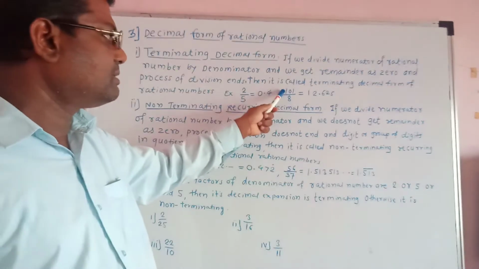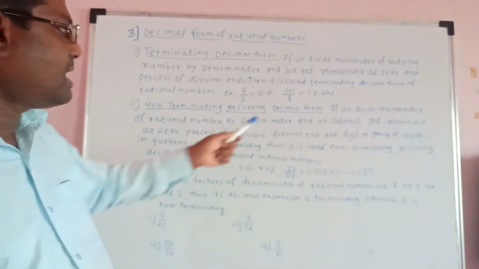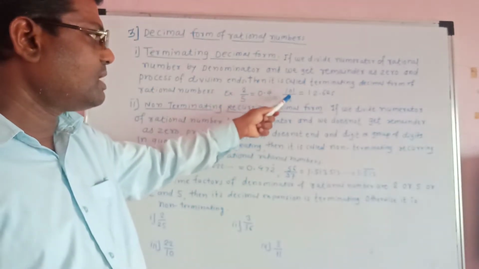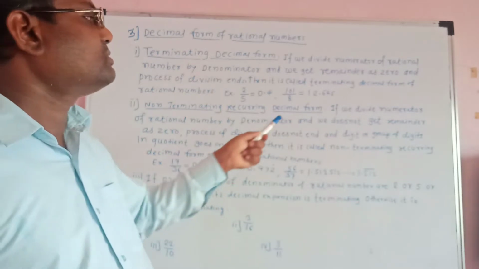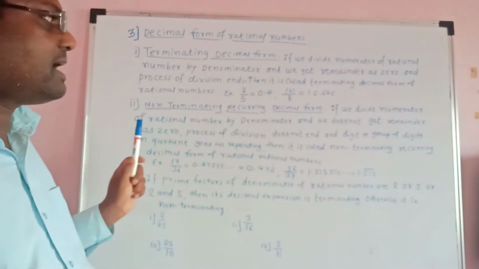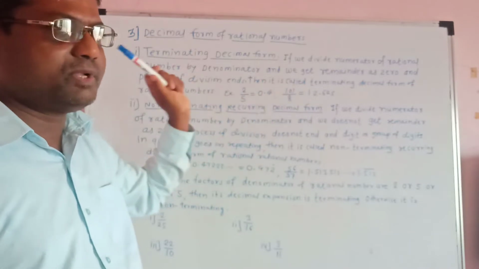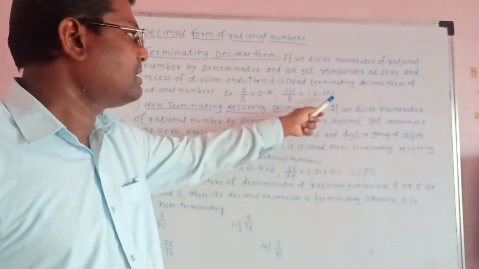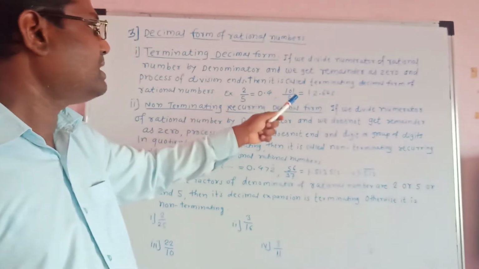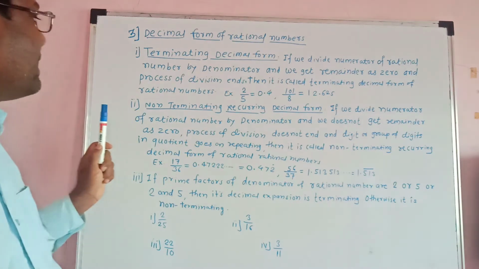For example, 101 upon 8 is a rational number, and if we divide 101 by 8, we get 12.625 as a quotient, and the remainder in this case is also 0 and the process of division stops there. Then 12.625 is called a terminating decimal form of the rational number 101 upon 8.